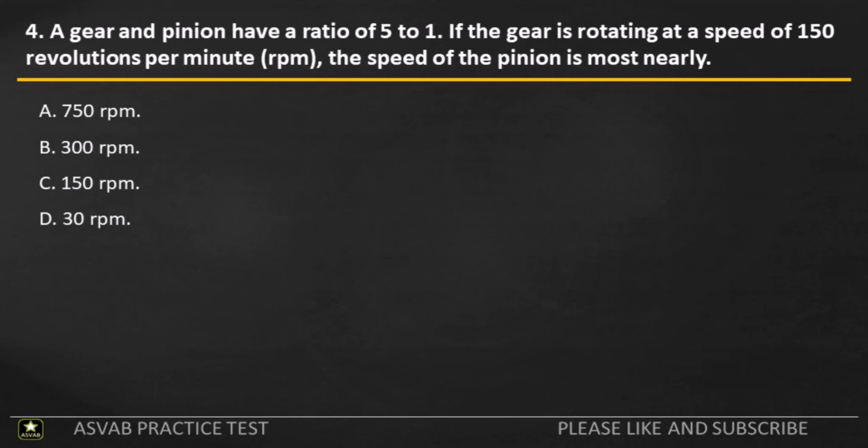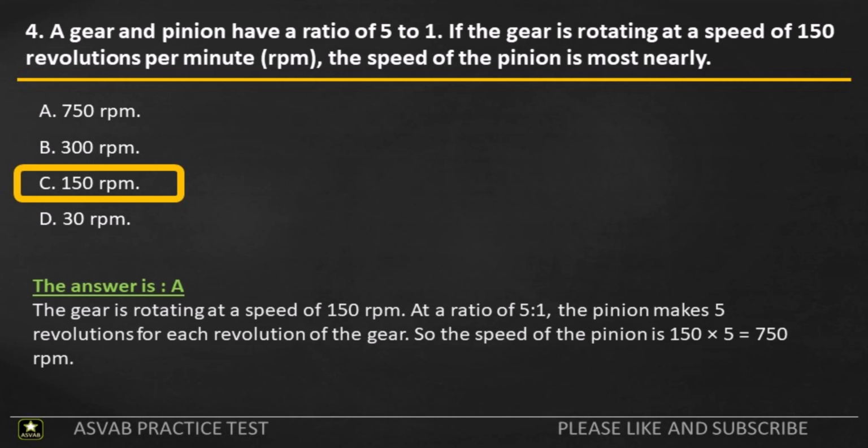4. A gear and pinion have a ratio of 5:1. If the gear is rotating at a speed of 150 revolutions per minute, RPM, the speed of the pinion is most nearly A 750 revolutions per minute, B 300 revolutions per minute, C 150 revolutions per minute, D 30 revolutions per minute. The answer is A. The gear is rotating at a speed of 150 revolutions per minute. At a ratio of 5:1, the pinion makes 5 revolutions for each revolution of the gear. So the speed of the pinion is 150 times 5 equals 750 revolutions per minute.